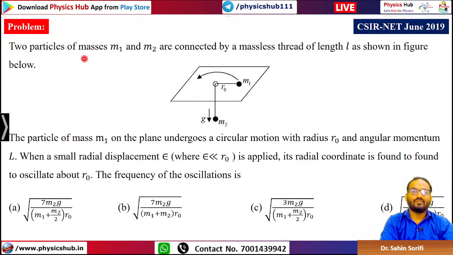Two particles of masses m1 and m2 are connected by a massless thread of length L. So you can take the mass of this thread as 0. The particle of mass m1 on the plane undergoes a circular motion of radius r0. Can you imagine? With an angular momentum L. When a small radial displacement epsilon, which is much less than r0, is given, meaning you just displace it a little bit, what will happen? Its radial coordinate is found to oscillate about r0.